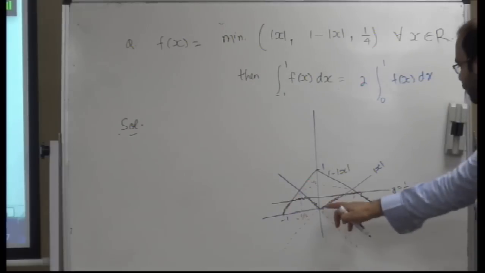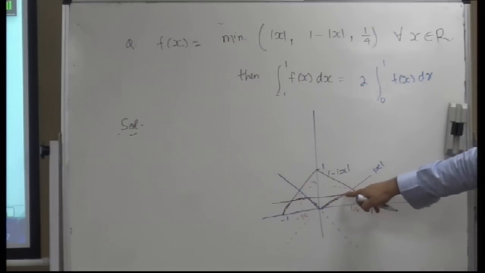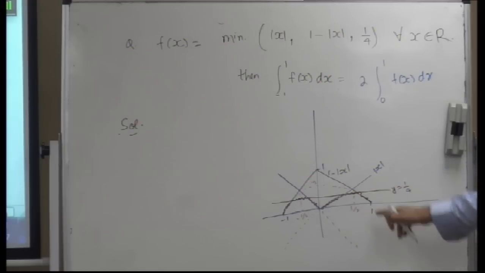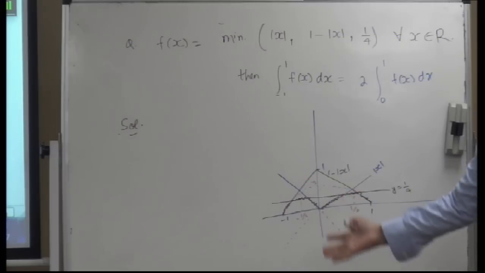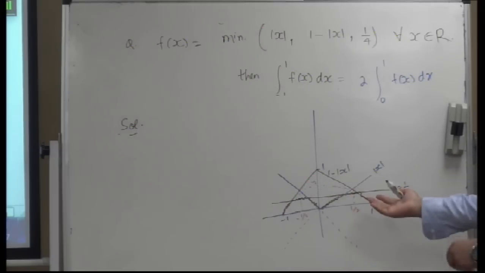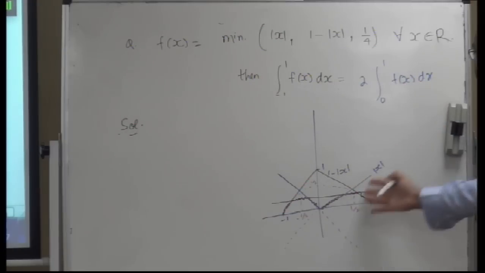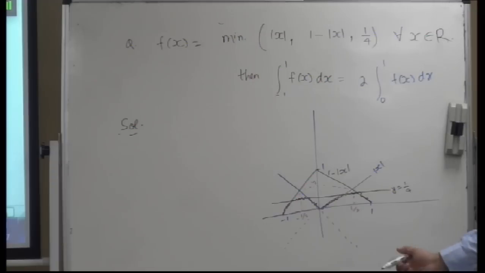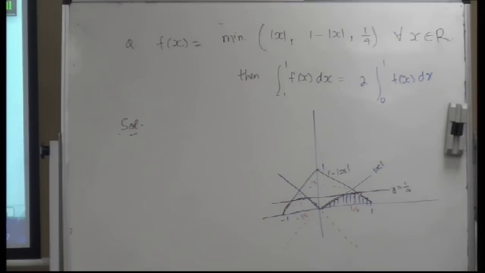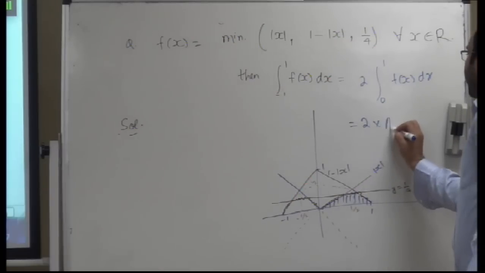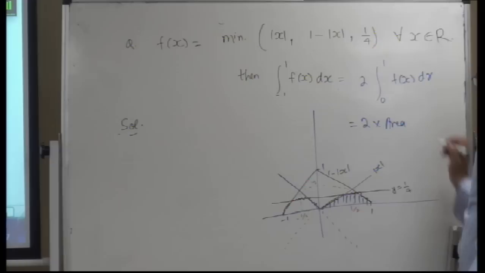And again the function is different. From here to here it is mod x, then here it is 1 by 4, there it is 1 minus mod x. So if you want to integrate, you can integrate. But there is a simpler method, as we know that this integration means the area under this curve, algebraic area, and the area under this curve actually is the area of the trapezium. So this is twice into the area of the trapezium.